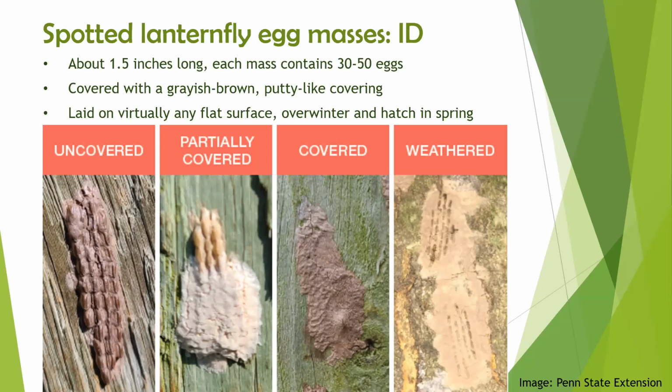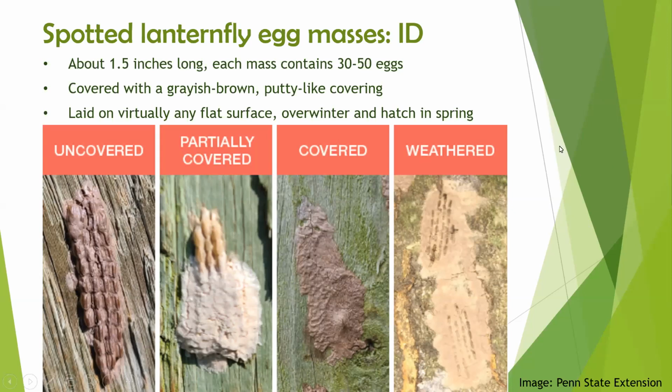And again, they might be laid on virtually any flat surface, and they are going to be viable over the winter. Even if we have some kind of polar vortex where it gets really cold, chances are a lot of these eggs can survive. Spotted lanternfly comes from a temperate climate, so they've evolved to be able to overwinter in this life stage.